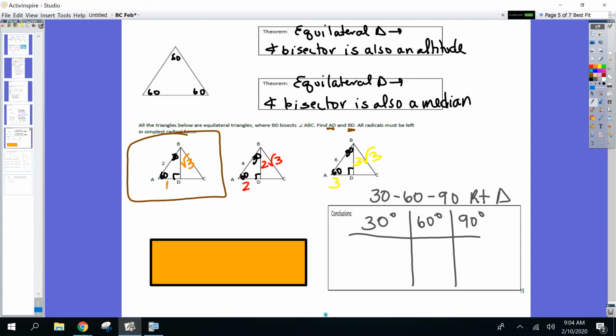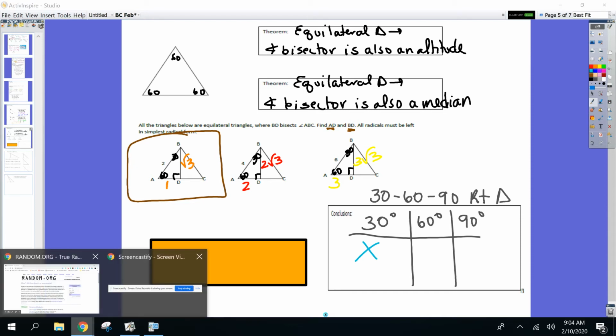Ready? Let's say I knew the side across from 30. That's where I'm going to start. Side across from 30. Everyone ready? I know that side. What am I doing to that side across from 30 now to get to the side across from the 60? Go. Just think about it. Look at every example we've done. I know the side across from 30. 1, 2, 3. What do I do with those to get to the side across from 60? Radical 3, 2 radical 3, 3 radical 3.